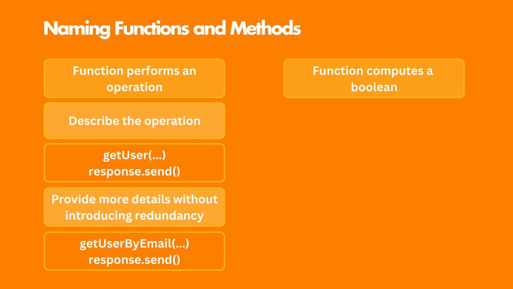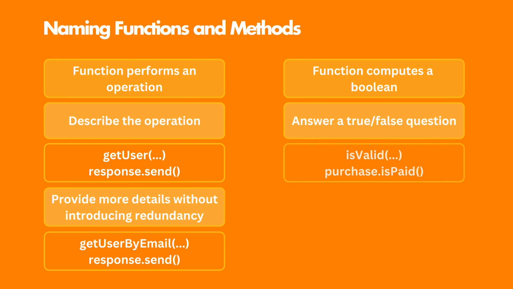Now, if your function or method computes a Boolean value, you are in the business of answering yes or no questions. Here we make an exception. Your function's name can describe the result rather than the operation. For instance, isValid or purchase.isPaid. In case of isValid, it's self-explanatory. It returns true or false based on some validation criteria. In case of purchase.isPaid, this method tells us whether the purchase has been paid or not.